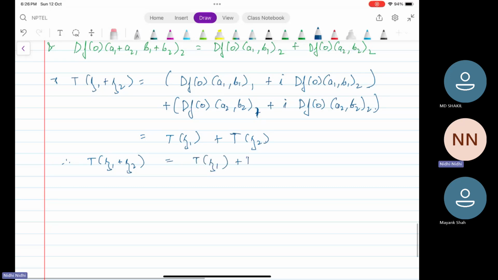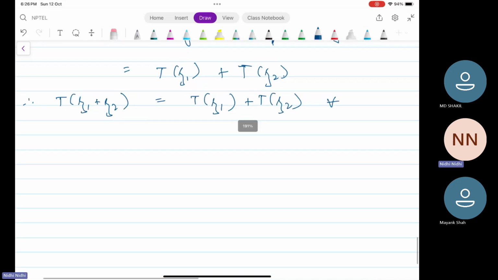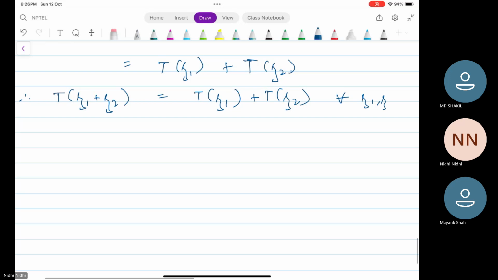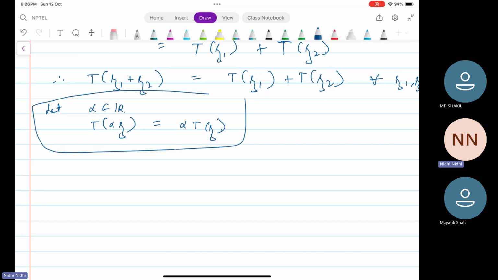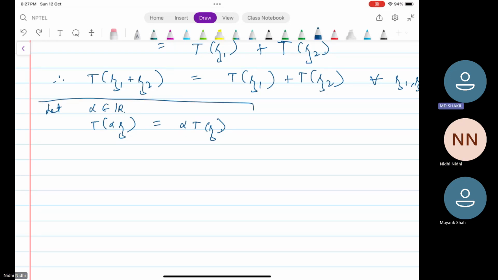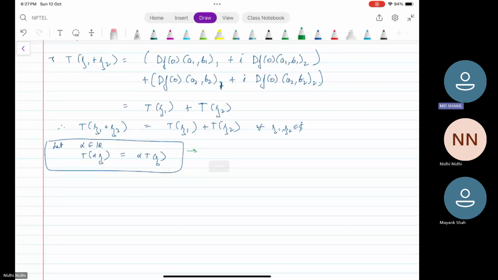That means there might be some issue for the case of scalar multiplication. Now, you can check it yourself. For alpha belonging to R, T of alpha Z will be equal to alpha times TZ. Similarly, as we have done the addition part, you can see it yourself. This alpha will go everywhere. Again you will be using the linearity of the map df0.